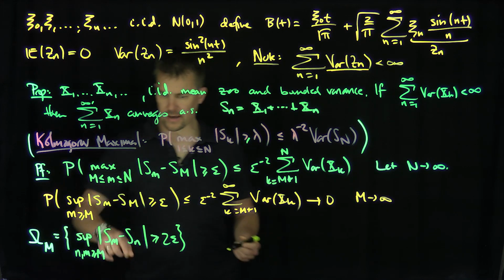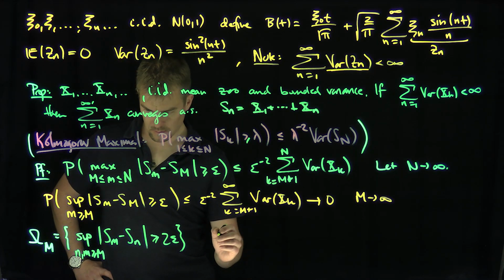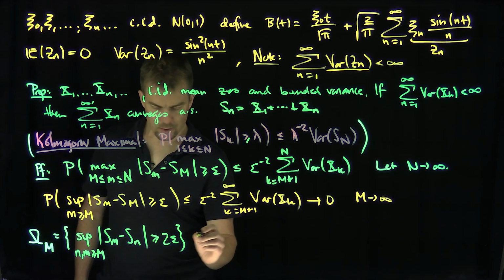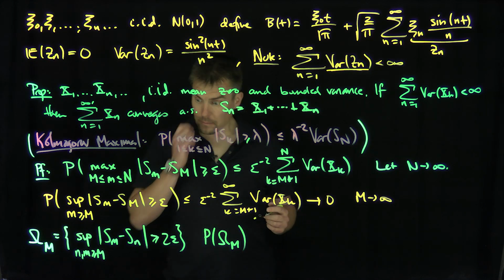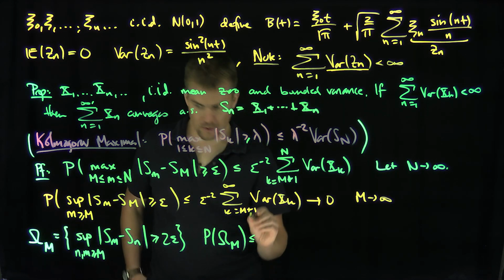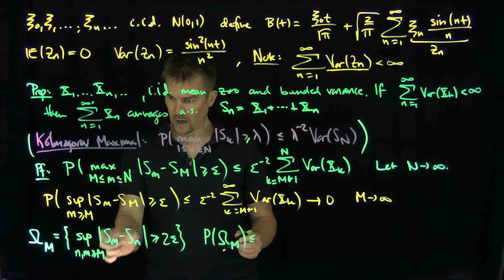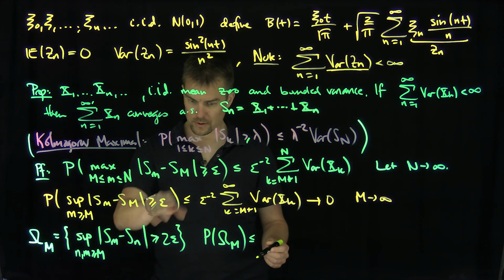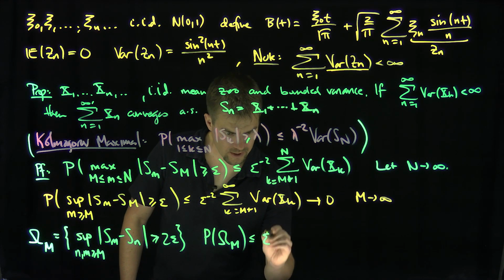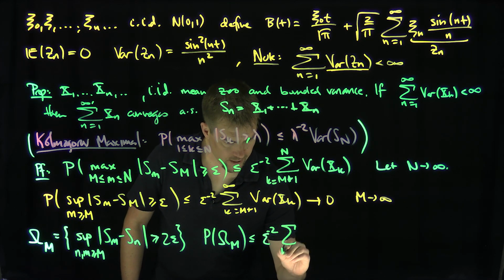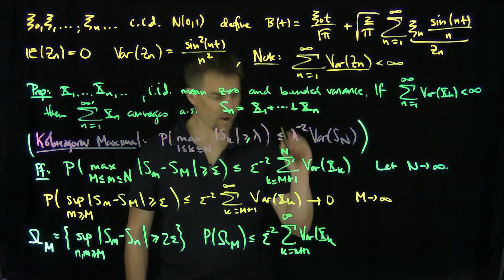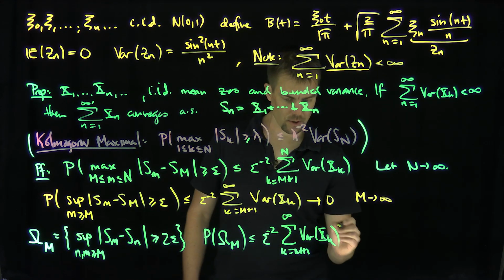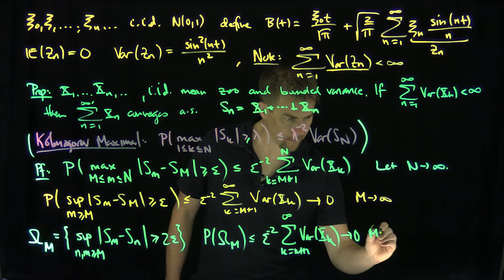Then the probability of omega M, of course, as M goes to infinity, this goes to 0, right? So in other words, the probability of omega M is less than or equal to this probability over here, right? Because if I fit them down to level M, by the triangle inequality, I can fill in an M over here, saying that it is bigger than or equal to epsilon over 2. This is less than or equal to epsilon to the negative 2, the sum k goes from M plus 1 to infinity of the variance of X_k, right? And that goes to 0 as M goes to infinity, right?